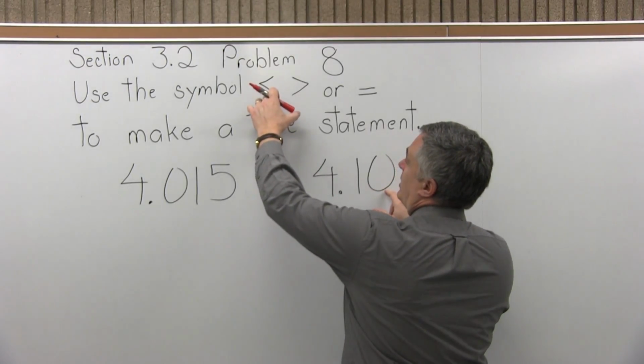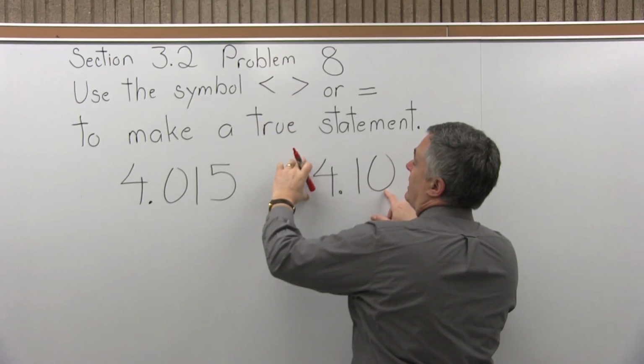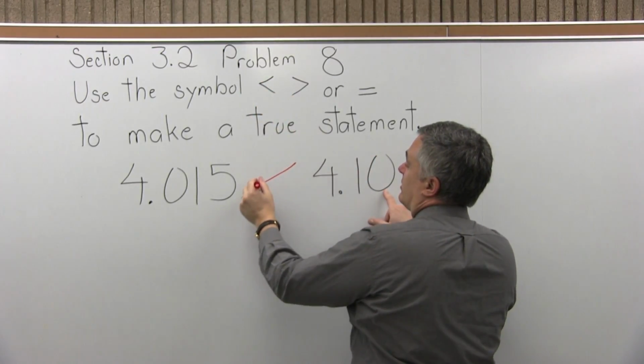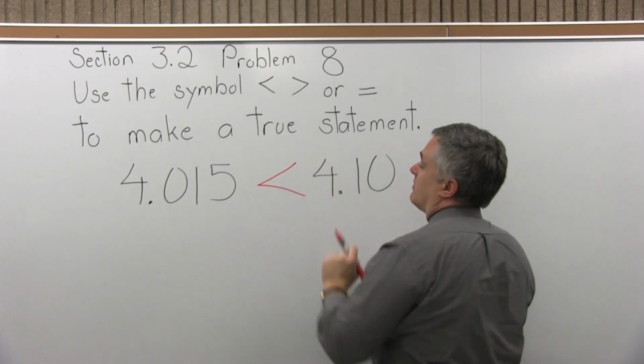I want to choose the inequality symbol then where the open end would face the larger value. So I want the open end of my inequality symbol to face the 4.10.